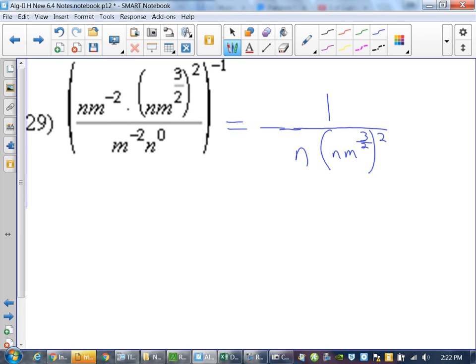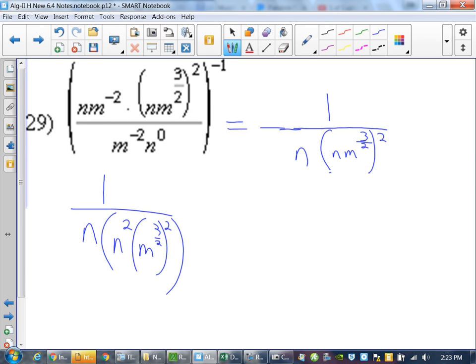So now I take the next step. The next step tells me that I have some junk inside the parentheses raised to the second power, which means I have to power and multiply it in. So I'll do that. I have 1 over n. Now I have n squared, and then I have m to the 3/2 squared. I'm using my power to power rule. I'm distributing the exponent to both parts within the parentheses, to both parts of the monomial, if you will.